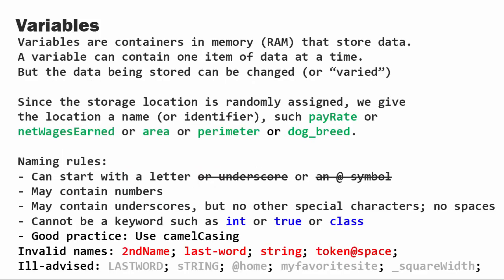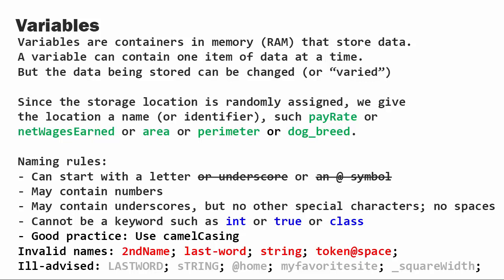Now, some rules for naming. One of the rules is your identifier name must start with a letter. It can start with an underscore or an @ symbol, though that is not recommended. It may contain numbers. It cannot start with a number, but it can contain numbers. It cannot have any spaces or special characters other than underscores. And you cannot use a keyword. A keyword are those things that show up in blue when you are typing your code into Visual Studio.